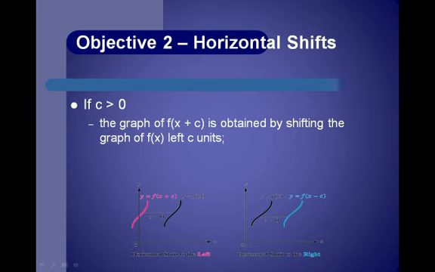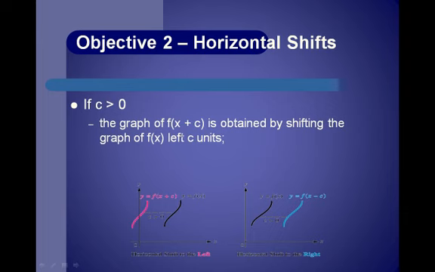Objective 2 is horizontal shifts. What this says is, if c is greater than 0, the graph of f of x plus c is obtained by shifting the graph of f of x left c units.